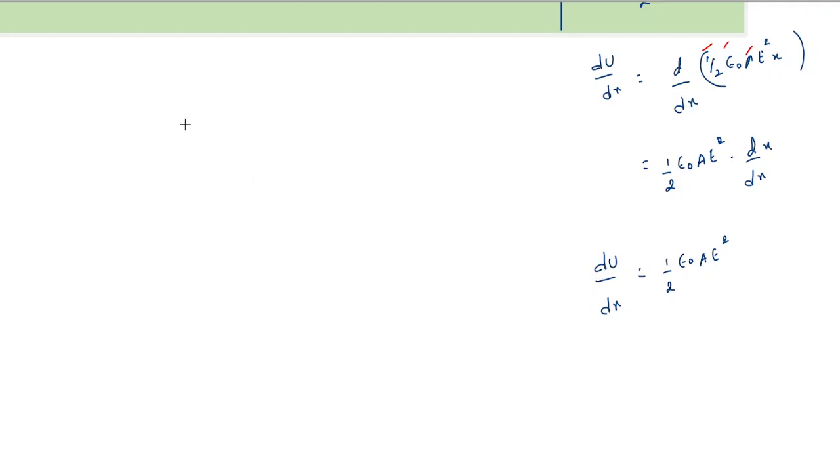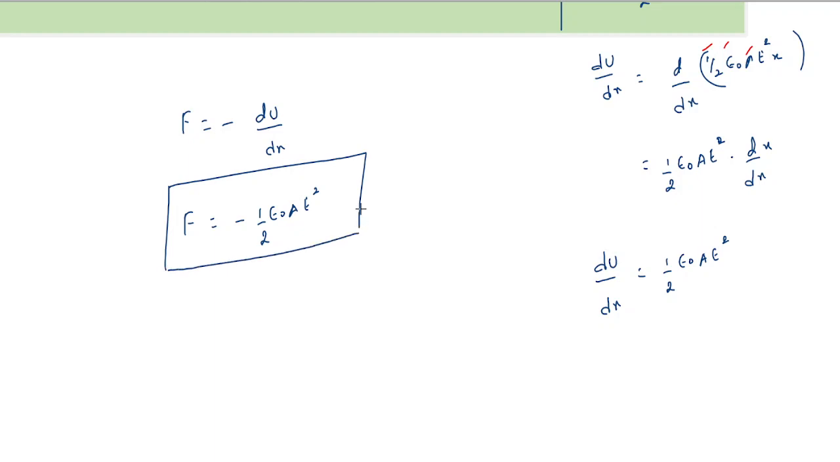But recall F is equal to minus dU by dx. Therefore, putting it back here, you get the force as minus half epsilon naught A into E square, which is a constant. So this is the required form. Here we find a minus sign. So the minus sign indicates it's an attractive force. So wherever the force is attractive, the form would have a minus sign.